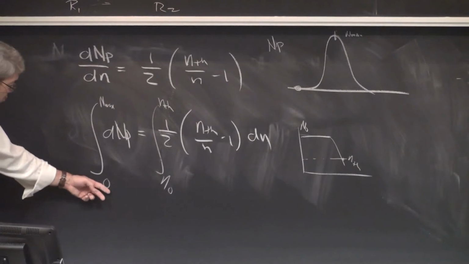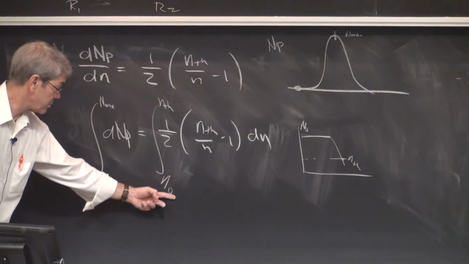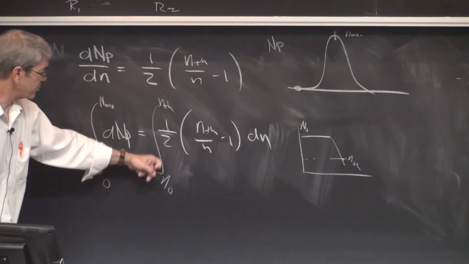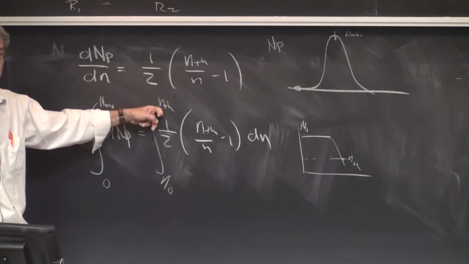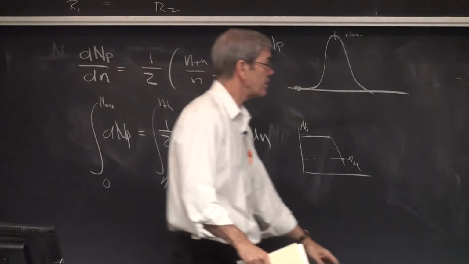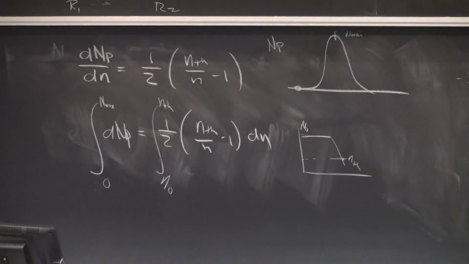Before the pulse starts, I have no photons, and my inversion is maximum. When I'm at the peak of the pulse, my inversion is saturated down to threshold. So I can solve that. And I guess I'm going to do a one-board lecture today.